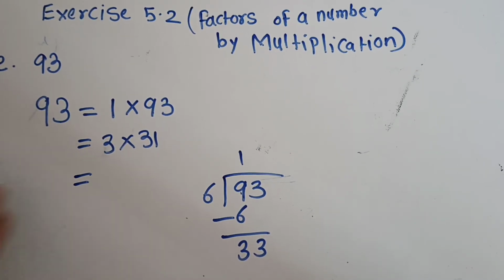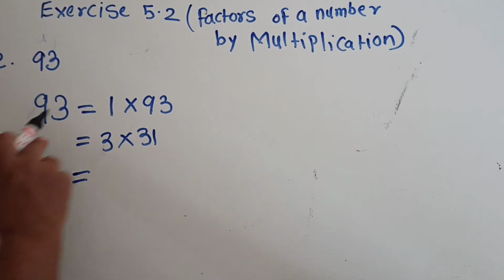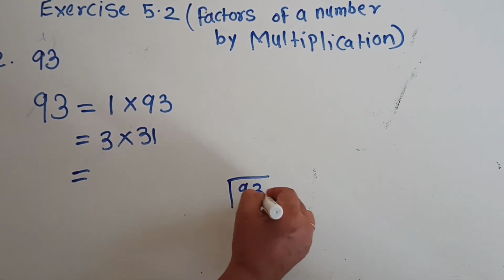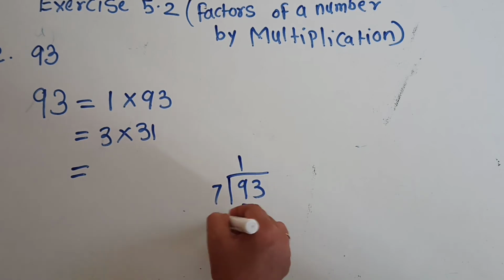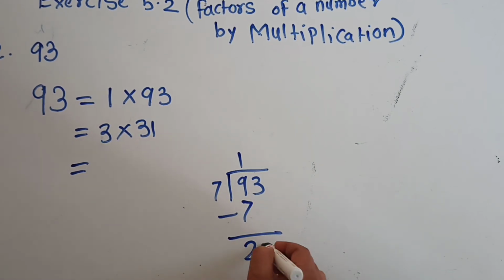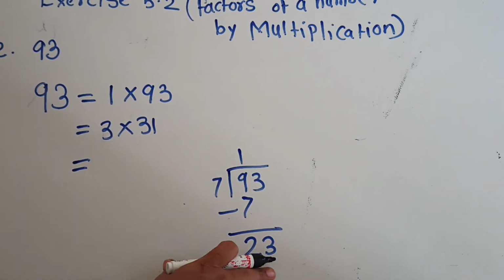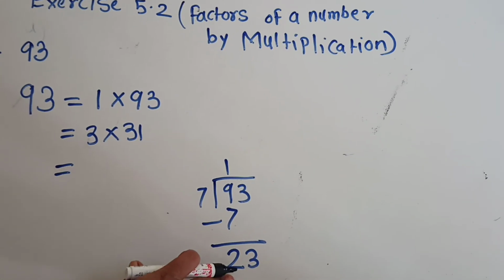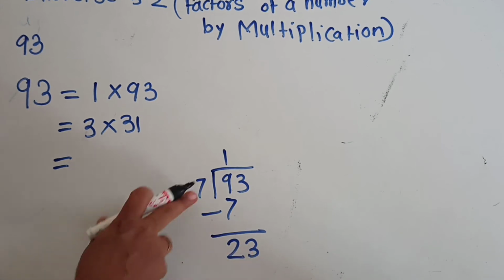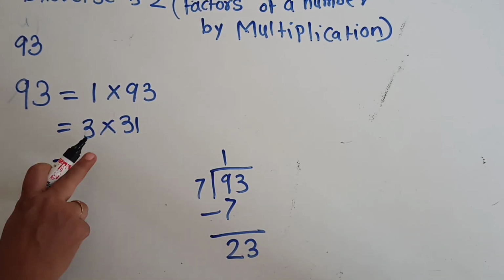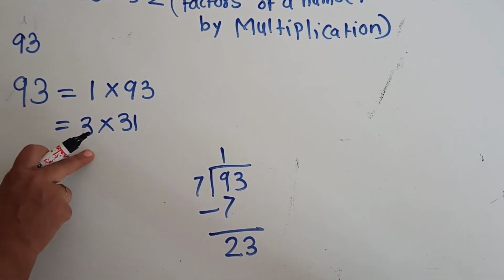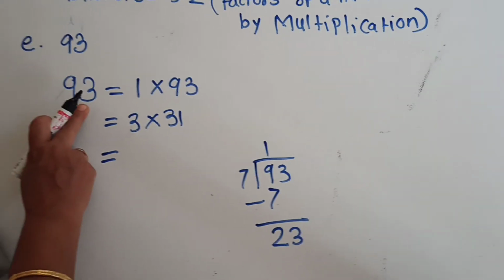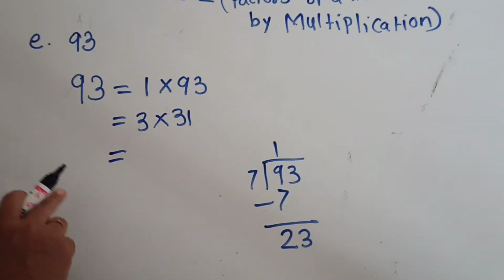Then 7. 93 divided by 7. 7 ones are 7. 9 minus 7, 2. And here is 23. 7 2s are 14. 7 3s are 21. So 23, no. So 7 is also not a factor of 93. Then 8, no, because in 8's table there are all even numbers.